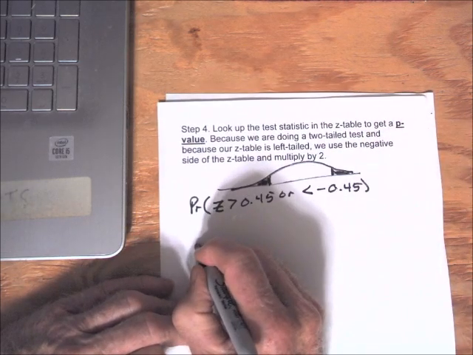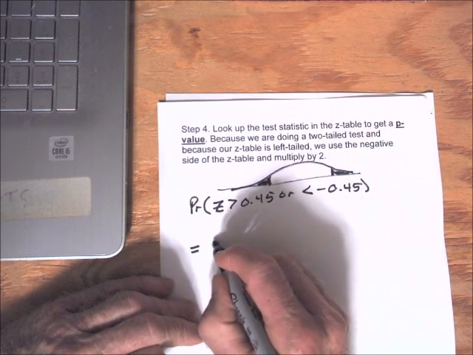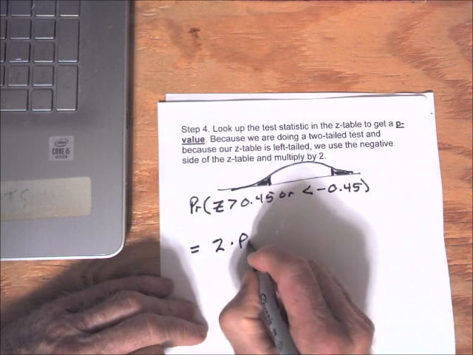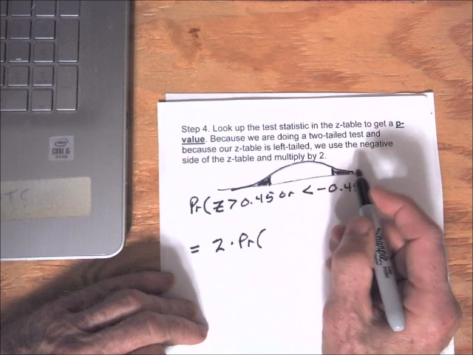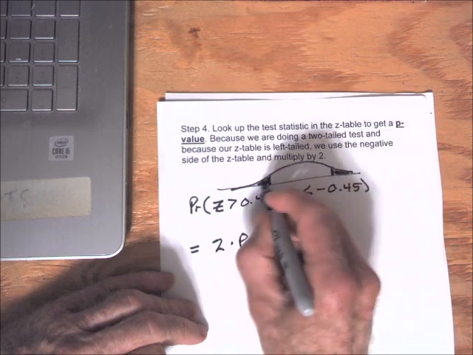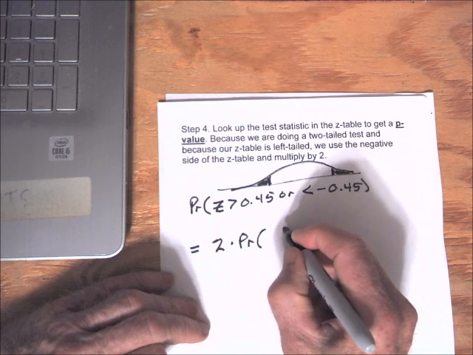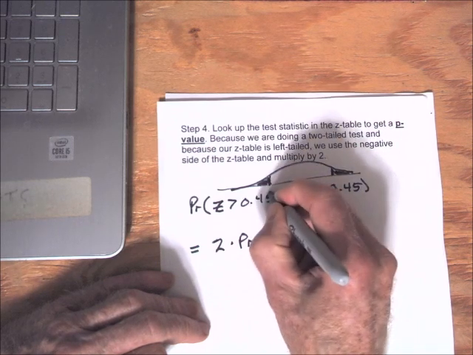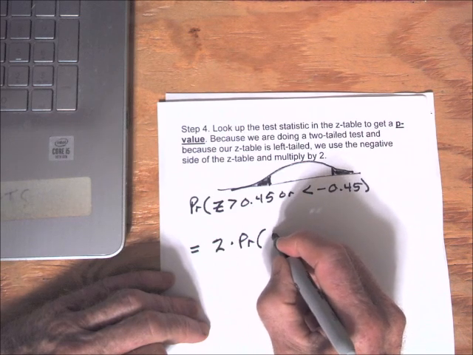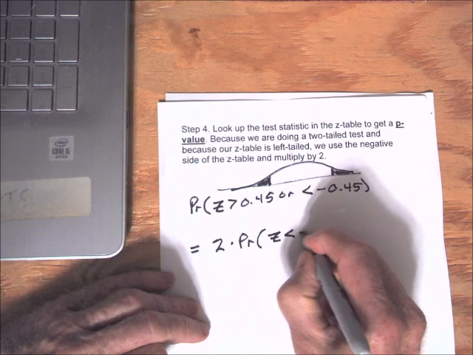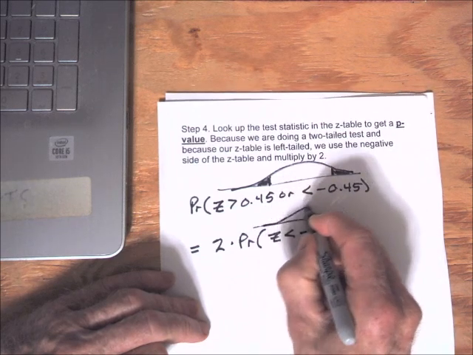So what we're going to do is just look up the one side. The bell curve is symmetric, so the left side is the mirror image of the right side. These areas are equal, and we only have this area here: the probability z is less than negative 0.45. It's a left-tailed table that we're using. So it's going to be 2 times the probability z is less than negative 0.45. We want to use only the left side.